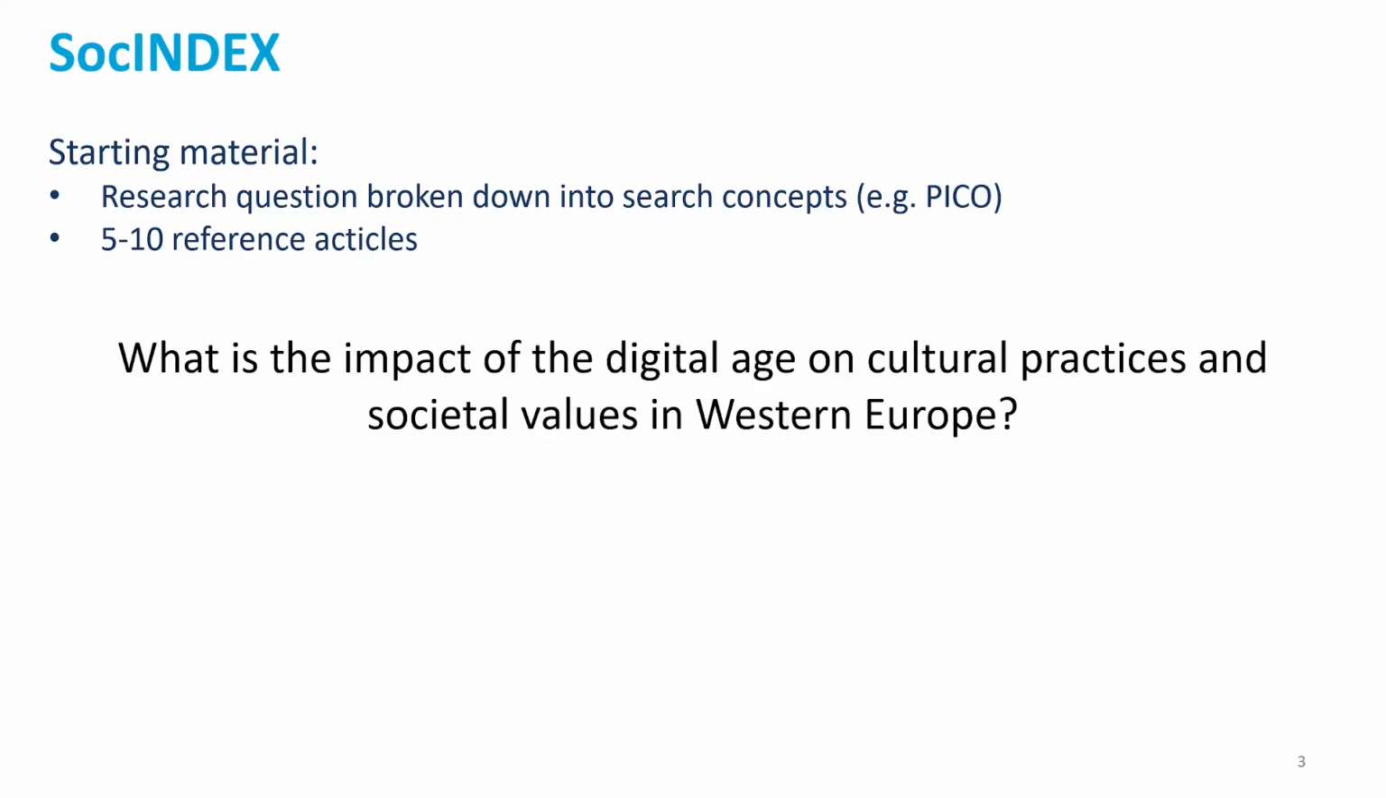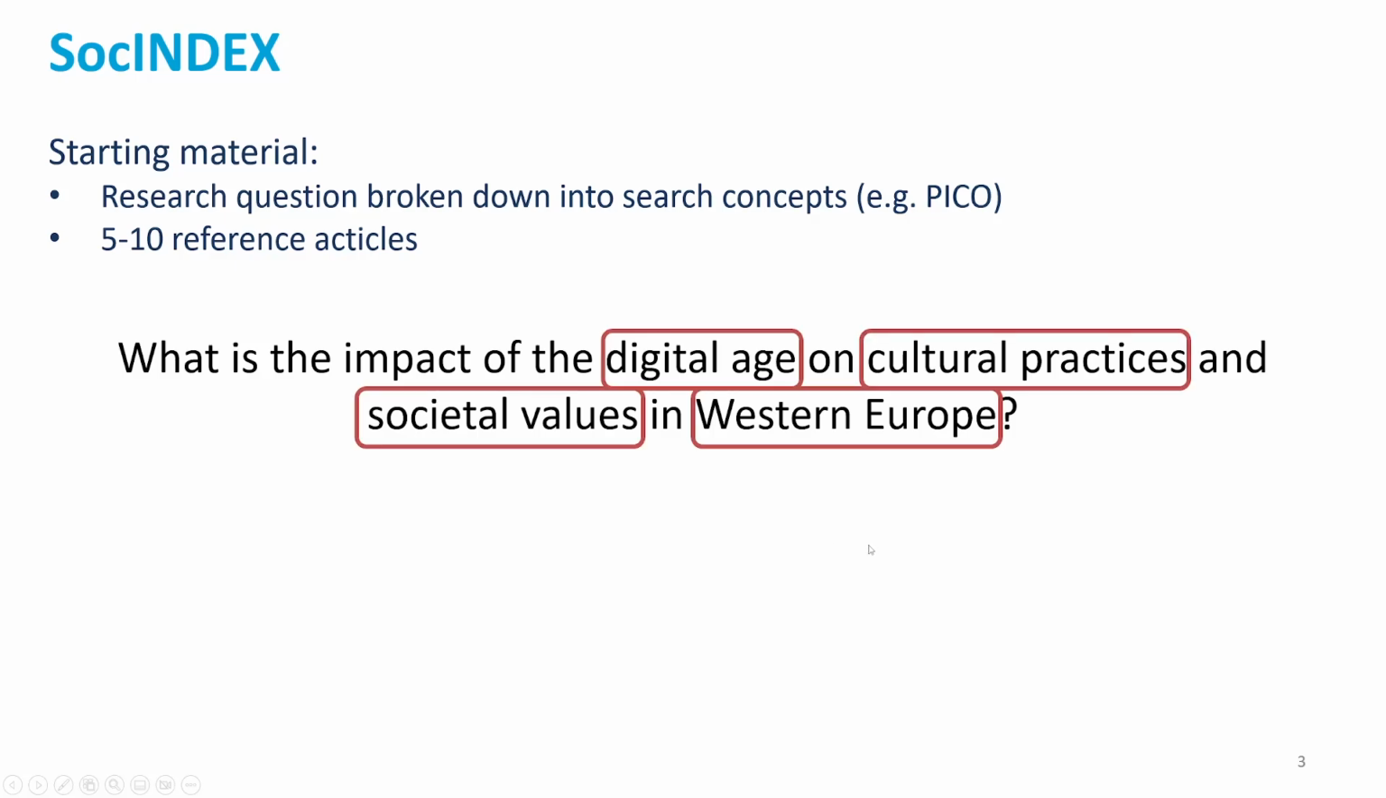Having a few relevant articles is also very useful to help you set up your own systematic search, because the terms that are used in those articles will be very helpful in your final search. Let's first take a look at the research question that we have here and how you might divide that into concepts. I went with the concepts of digital age, cultural practices, societal values, and Western Europe for this question. These are the concepts that best reflect the core of this question. So these are the concepts that accurately represent what I want to be searching for.